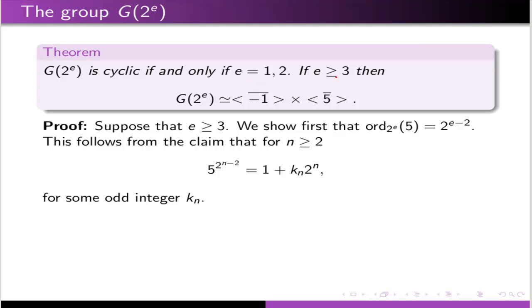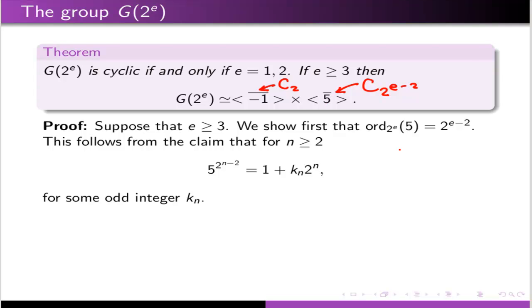So as soon as E is 3 or greater, it's a Cartesian product of this cyclic group of order 2 generated by -1 times this cyclic group here, which will be of order 2 to the E minus 2. And it's generated by the residue class 5. So 5 will always serve as a generator for any power of E.